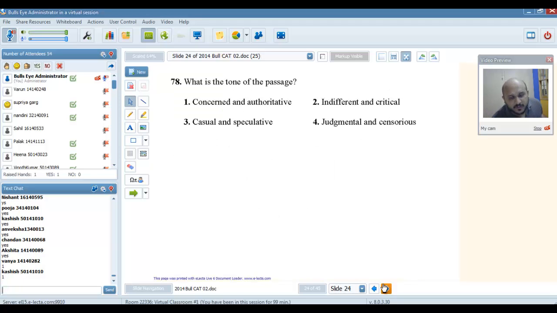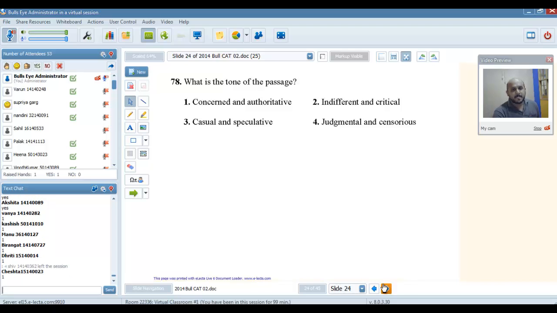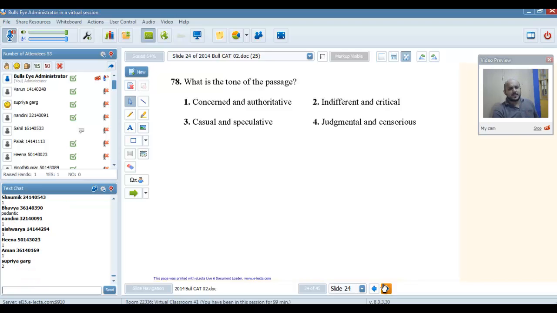What is the tone of the passage? Quick! I would quickly explain the options. Is he concerned? Yes, he is concerned. Concerned simply means he's worried about something. Why is he worried? He's worried about the negative outcomes of the methane release.